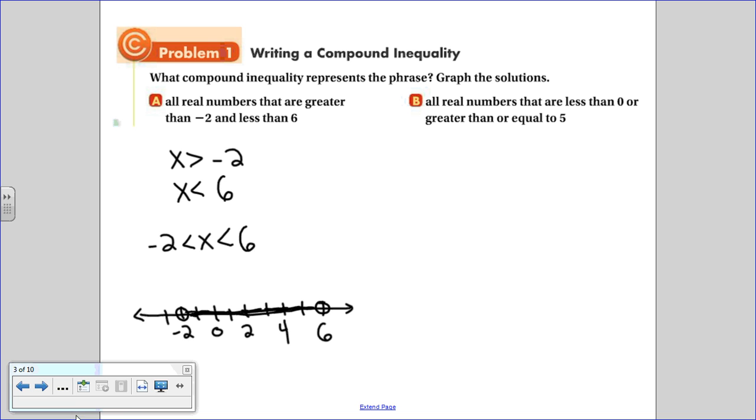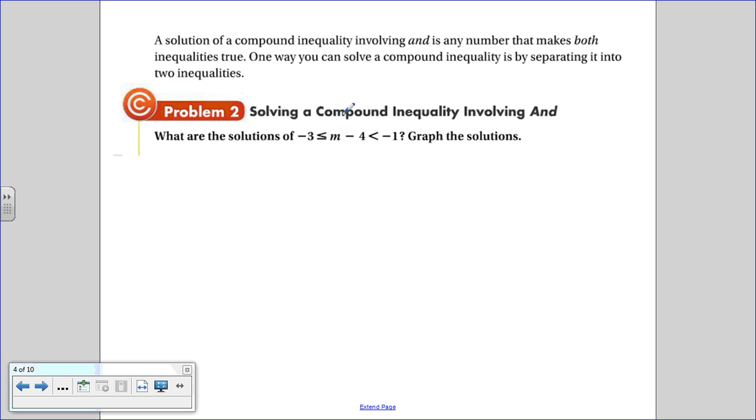All right. If you need another one, there's another example in the book. You can take a look at this one, but for time's sake, we're going to move on. Now, solving these, once you get used to it, you can solve it without doing this step, but I think right away, I would split them apart. So let's break them apart to just this part, -3 less than or equal to m minus 4, and then this part with the m on the left side, m minus 4 less than -1. And solve both of them separately.